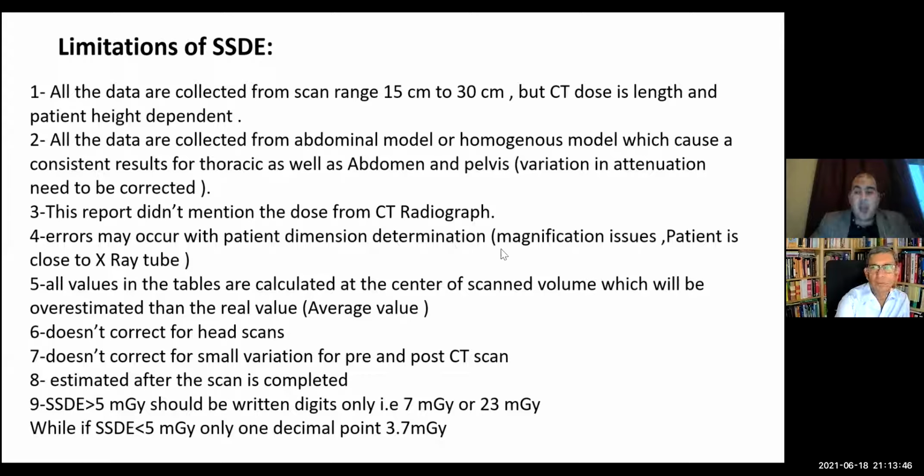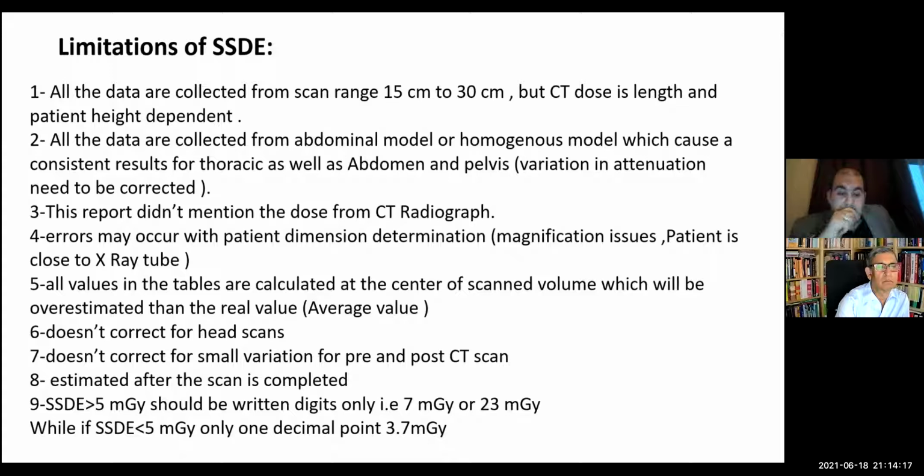Errors may occur with patient dimension. As I told you before, if you are centering the patient near to the X-ray tube, the scout itself is magnified. So if you want to measure the dimension, it will not be accurate. All values in the table are calculated at the center of the scanned volume, which will be overestimated compared to the real value. Yes, because we are only using the center of the scanned volume, a large size slice, to get our dose.